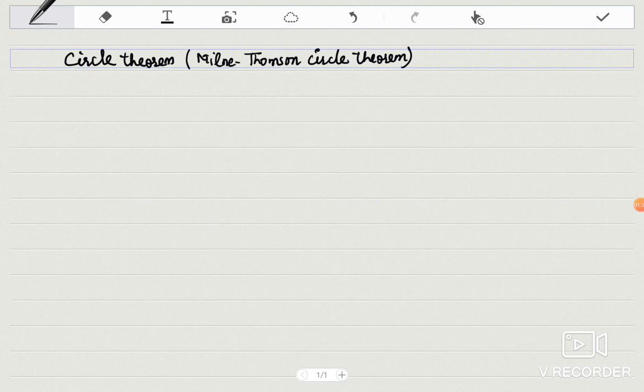If you study the circle theorem from the books, it is quite a little bit confusing. So I am writing its statement in a very simple way. First of all, I will write the statement and then I will explain the meaning of that statement.